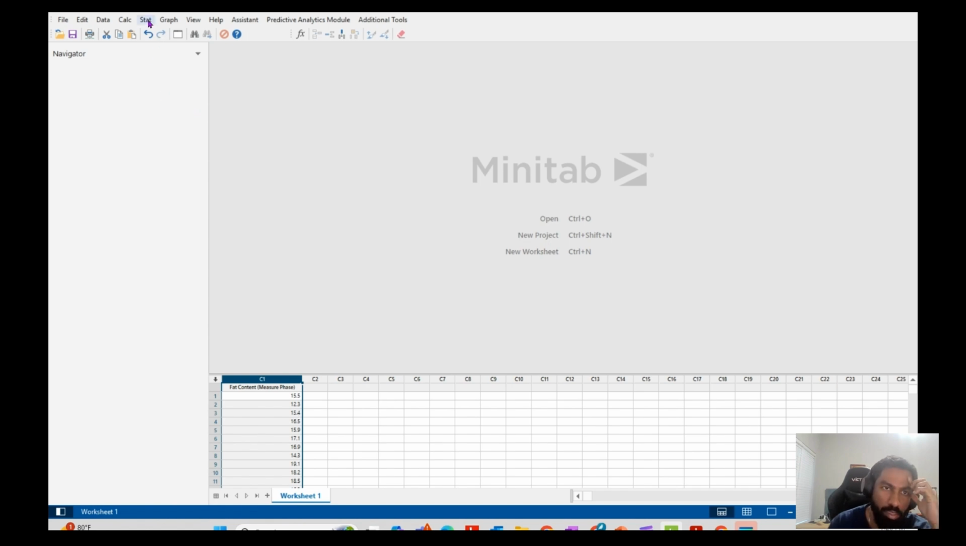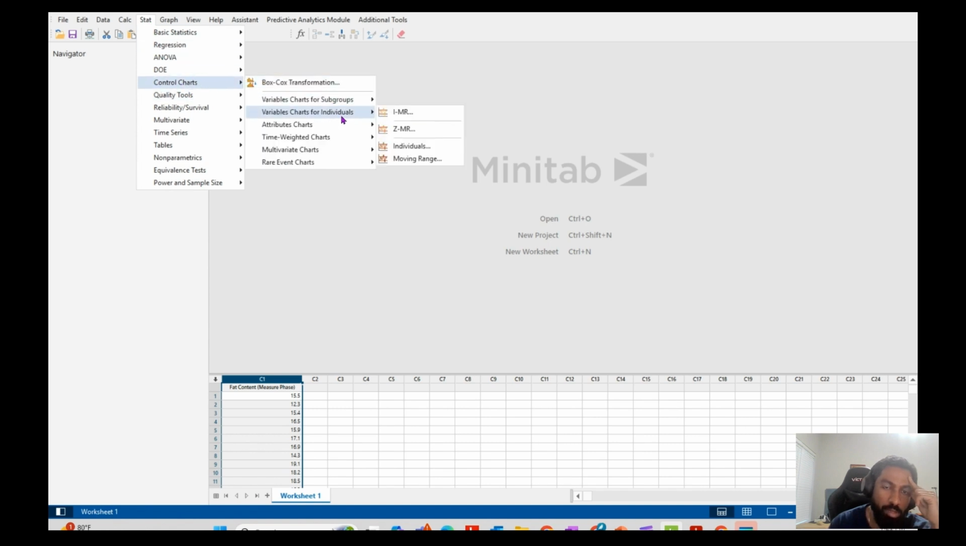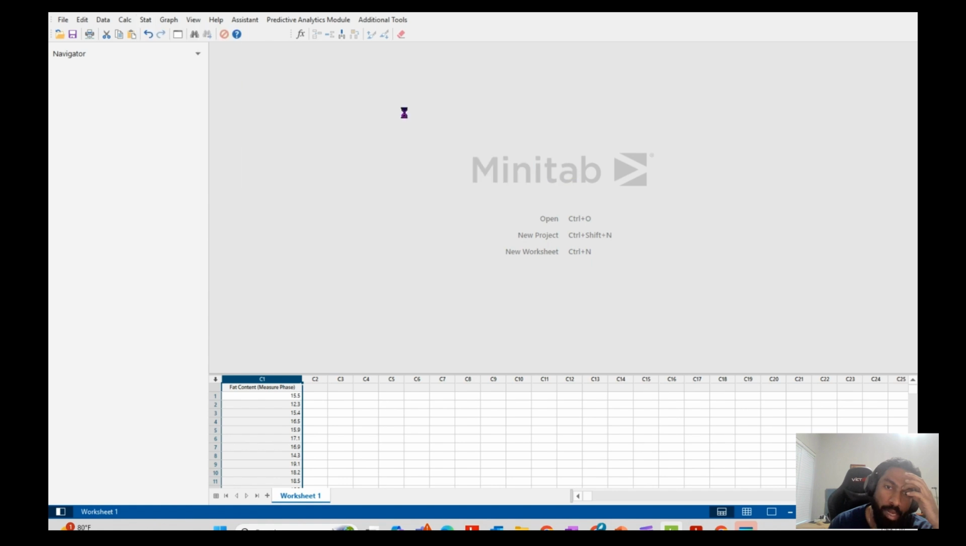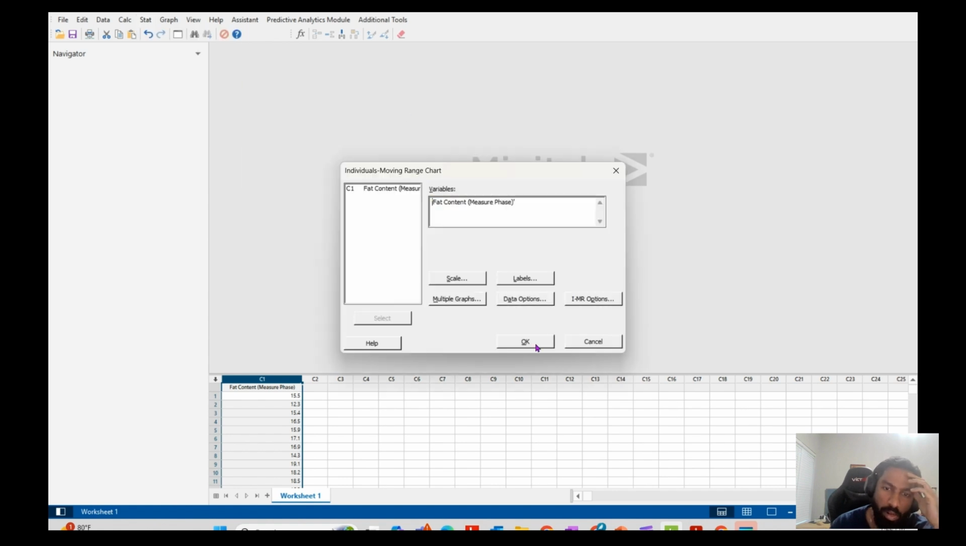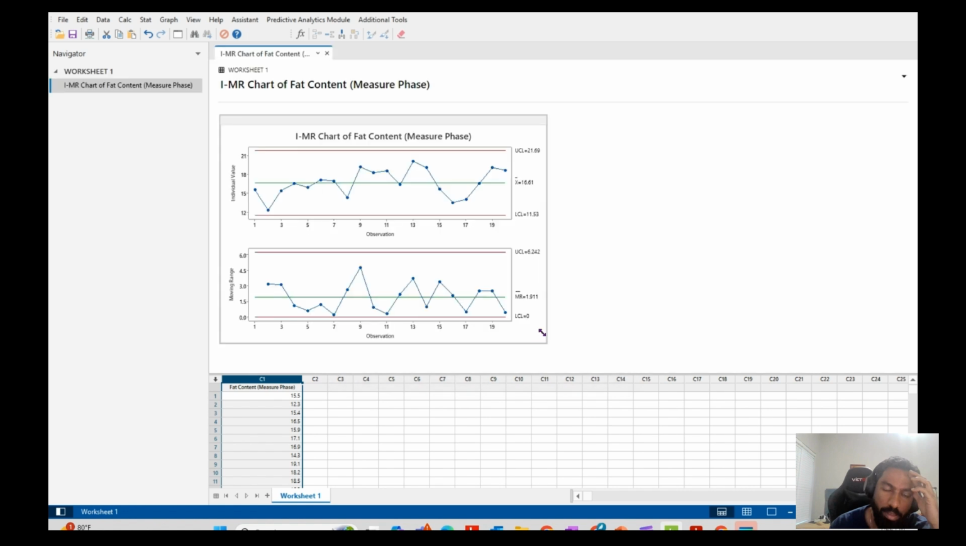And the way to do a stability check here is going to be using control charts. And since we have individual values, we will be using IMR. In case we had subgroups, we could have used X bar R or X bar S, depending on the size of the subgroups. But here, since we have individual values, we'll be using the IMR chart. Select the C1 column and then hit OK. And there you have it, your control chart. And it shows that the process is very much stable and under control. So we are good to proceed further.